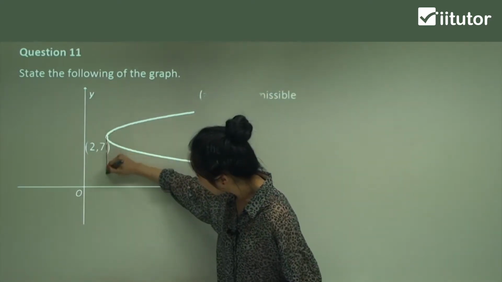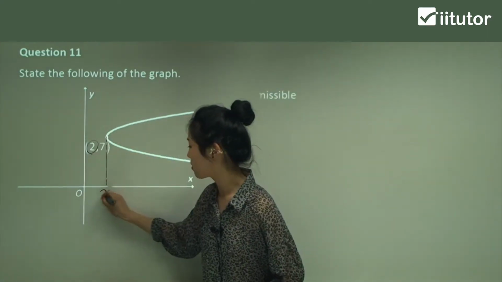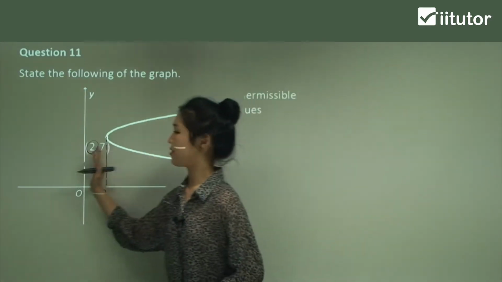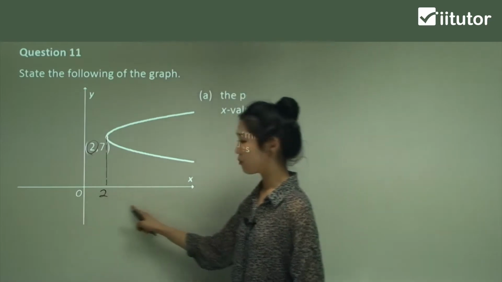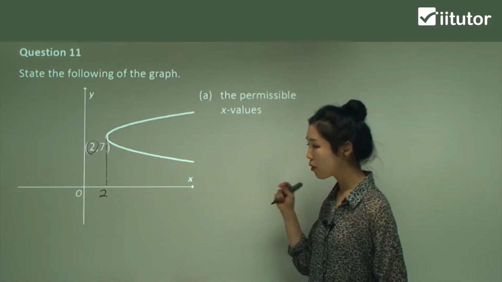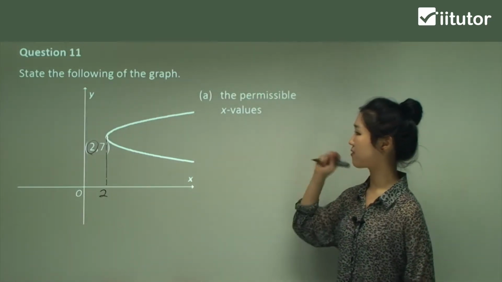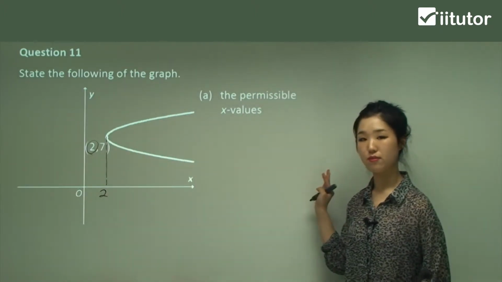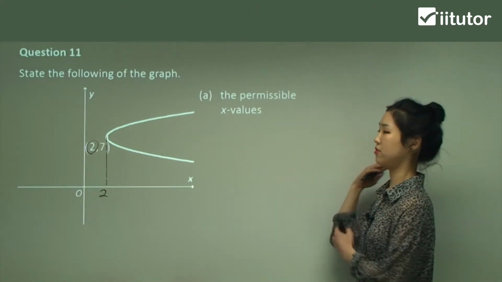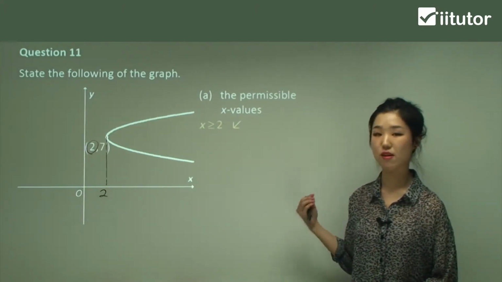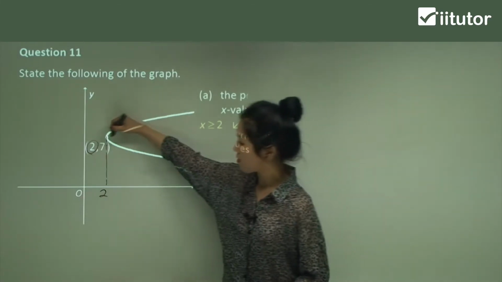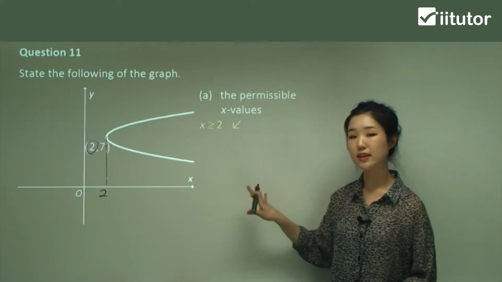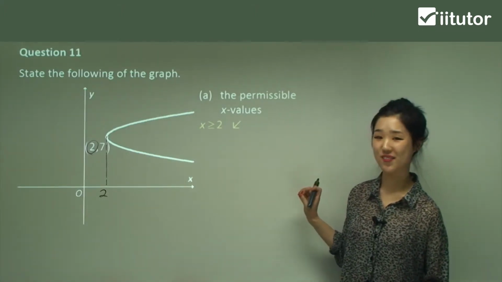So this point here is 2, so it's going to be 2. Now, there's no graph on this part of the graph. The graph starts from 2. Okay, and I'm worrying about only the x coordinates because it's asking for the x values. So the graph starts from 2 and it goes onwards forever. Therefore the permissible x values are x is greater or equal to 2, because that point there is equal to 2, so it's including that point. So x is greater or equal to 2. That's your permissible x values.